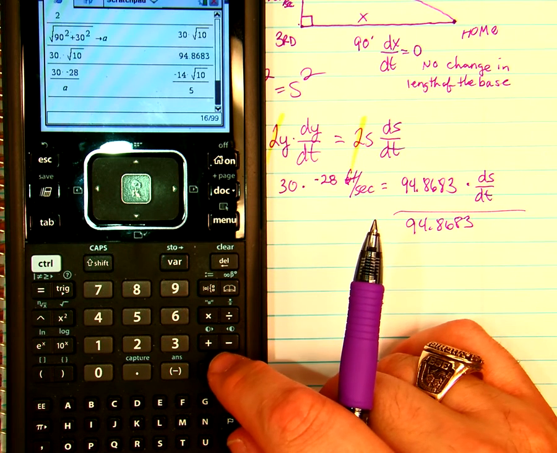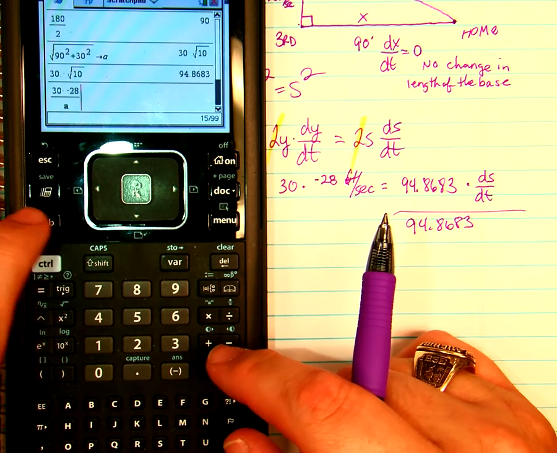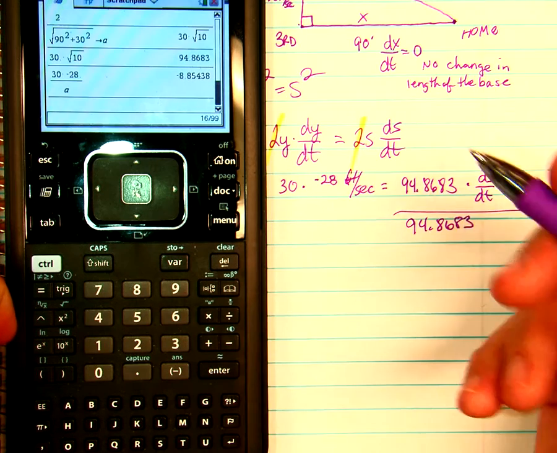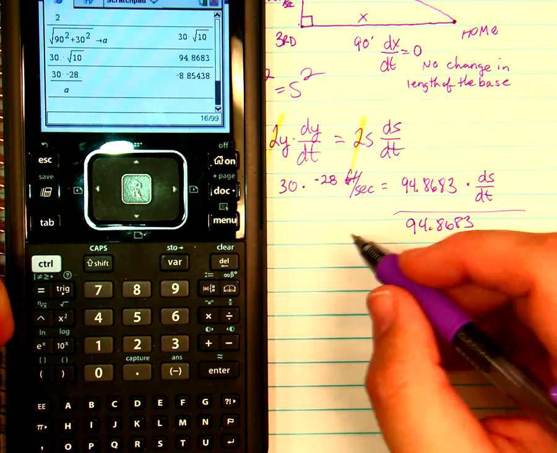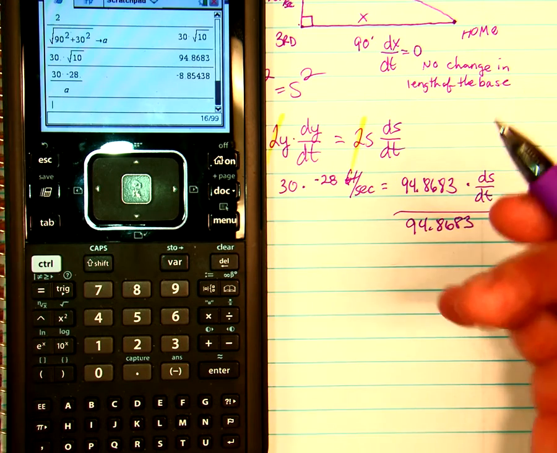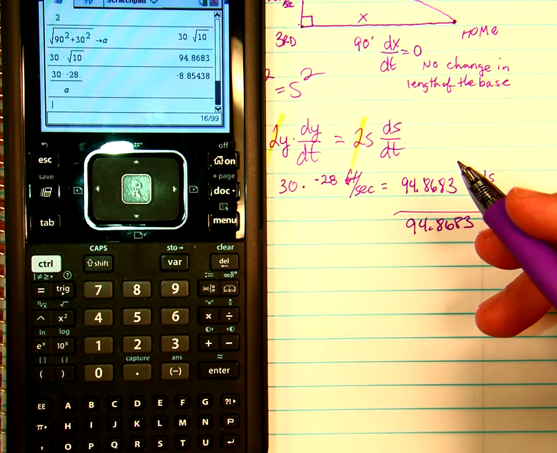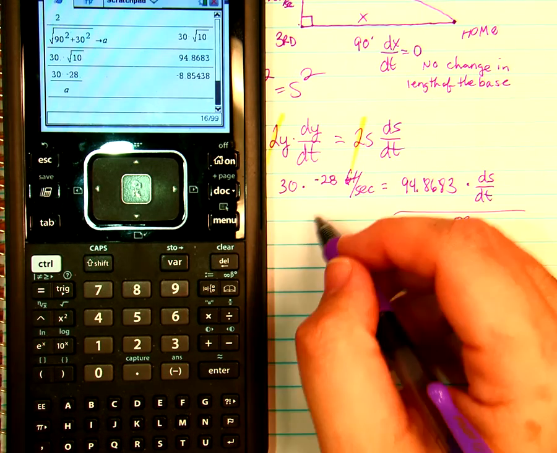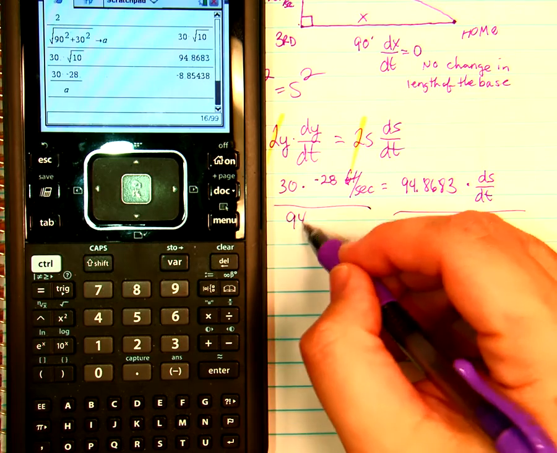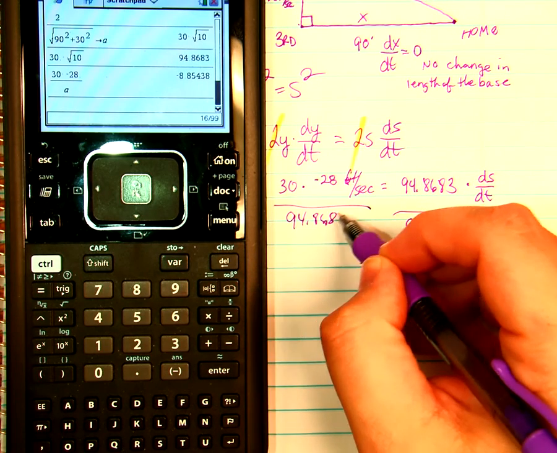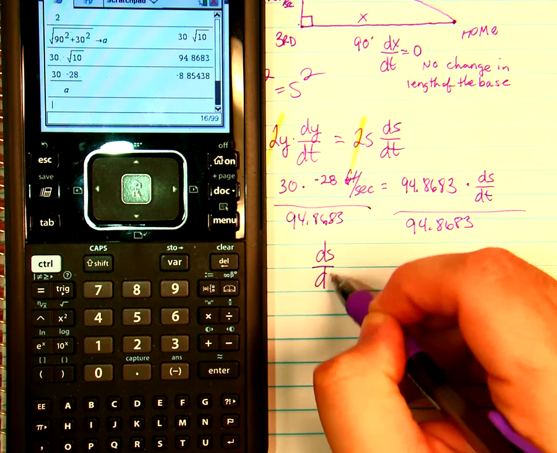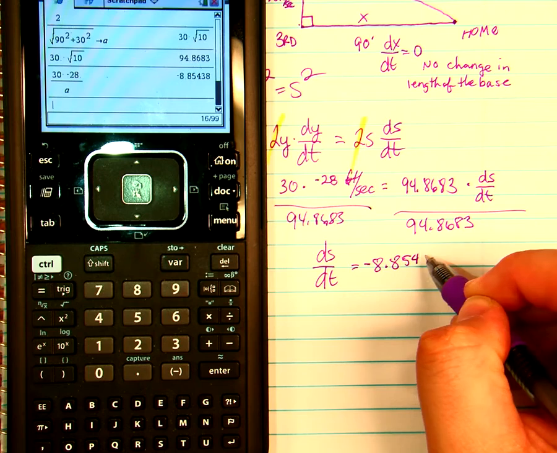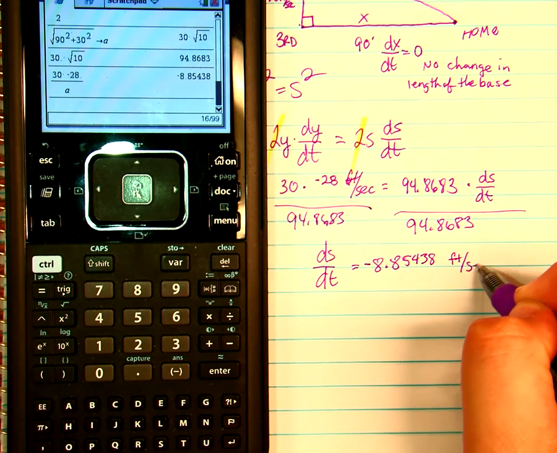I don't like that, so I'm going to go 28 point, because I didn't like getting a square root and a fraction and all that, because it doesn't really make a whole lot of sense. We want a number that makes sense. So now by dividing by that 94.8683, we got ds dt to be equal to negative 8.85438 feet per second.